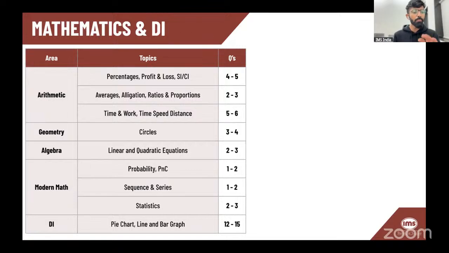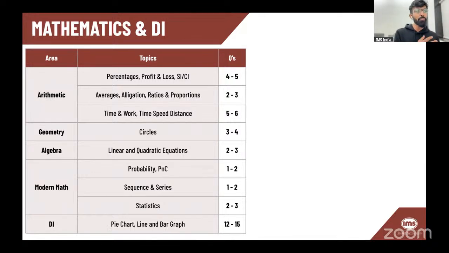Modern math, probability, and PNC, there were very few questions in that. Again, probability: one student encountered a question where there was a six-faced dice given, but the six faces did not have numbers 1 to 6. There were three faces having number 1.